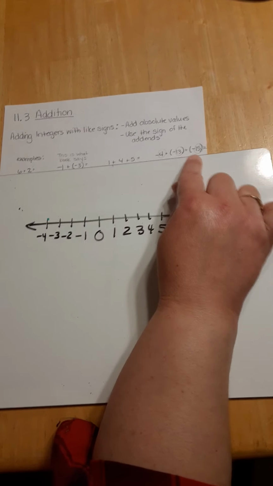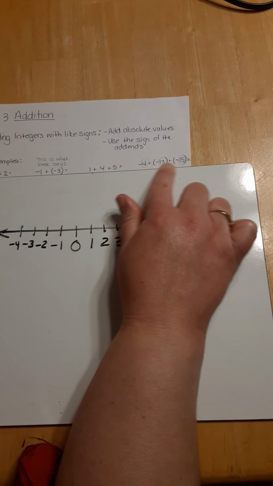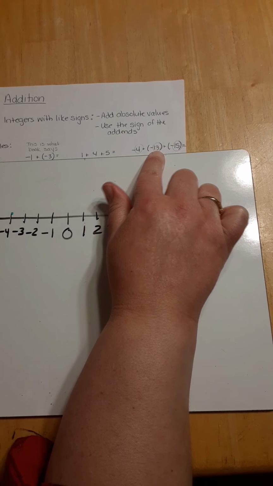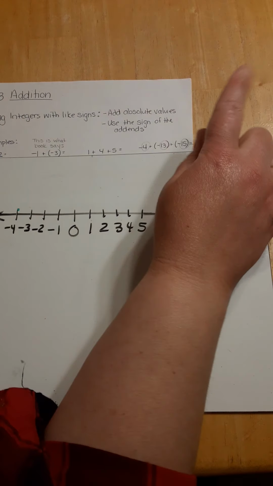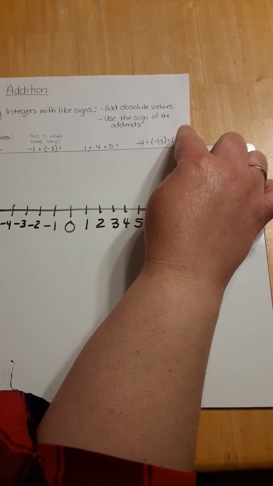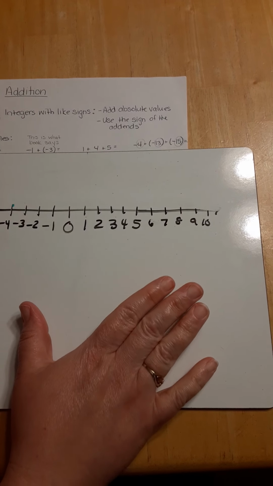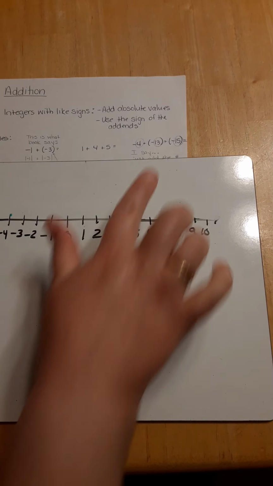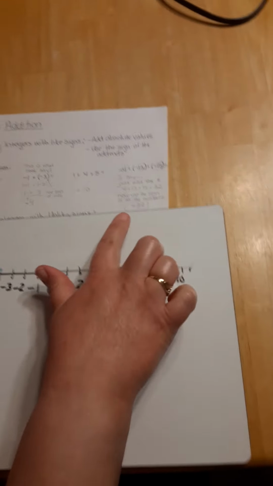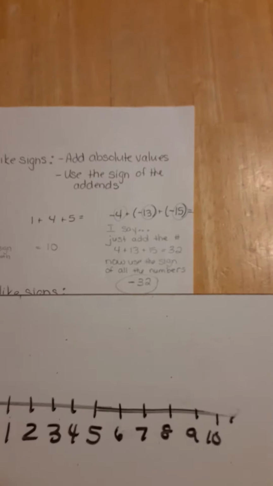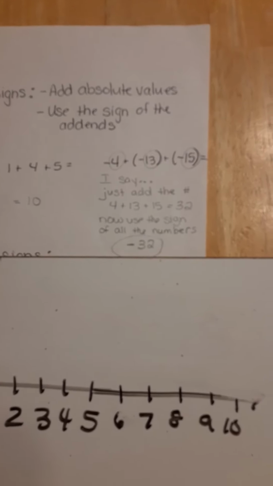So since they're all negatives, I'm simply going to go ahead and add the numbers. So 5 plus 3 is 8. 8 plus 4 is 12. And then carry the 1, and my final answer is going to be 32, okay? I just added the numbers, and then I needed to add the negative sign in front of it to get my answer as -32, okay?